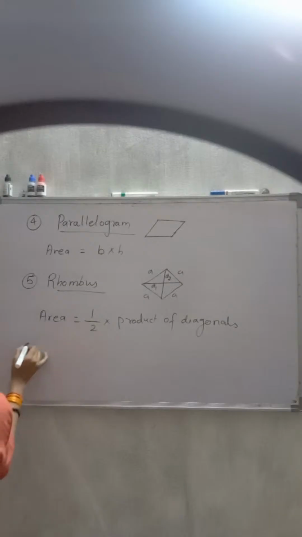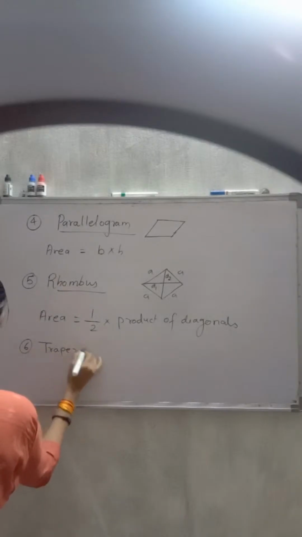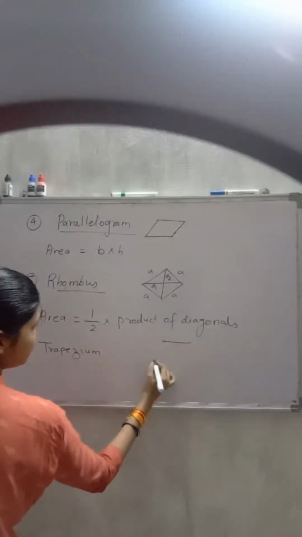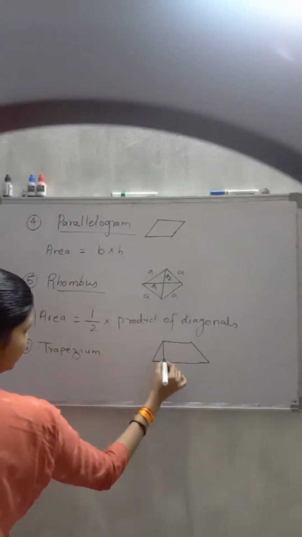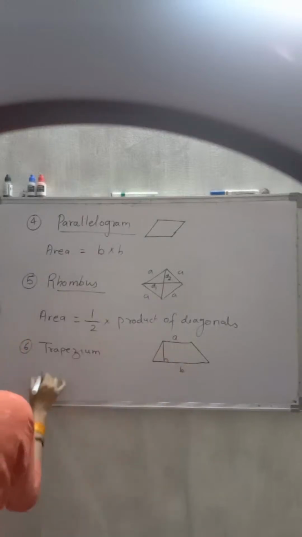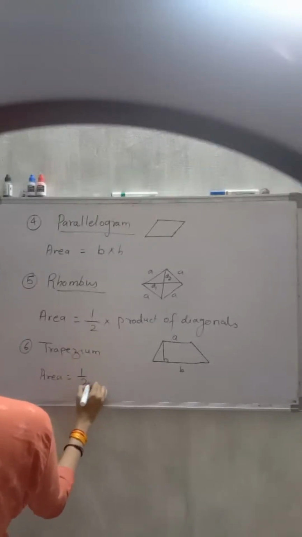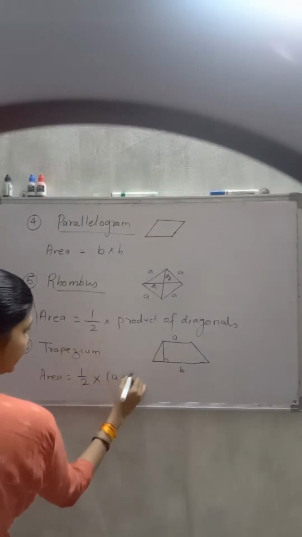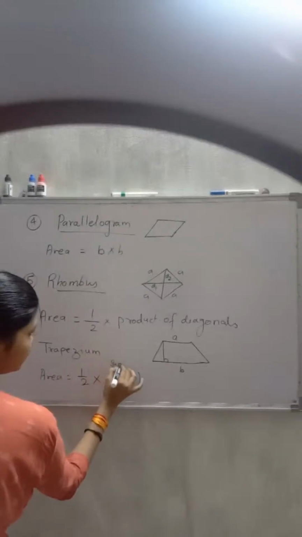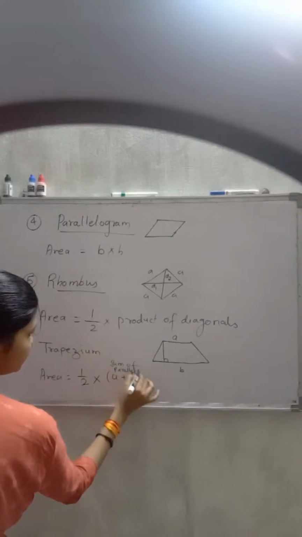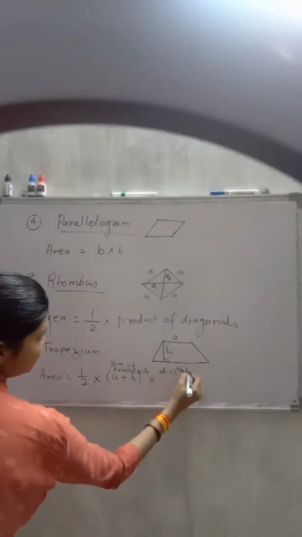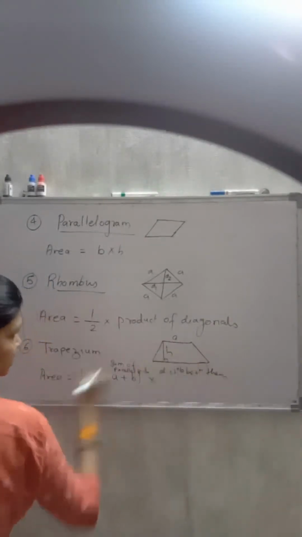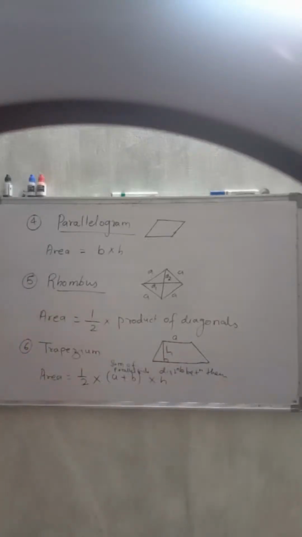Next we have trapezium. Trapezium in which one pair is parallel. This is trapezium and this is the height h. These are the two parallel sides. Area of trapezium will be equal to half into sum of parallel sides A and B into distance between them. इन दोनों के बीच का distance is h. So area of trapezium will be half into a plus b into h. This is the area of trapezium.